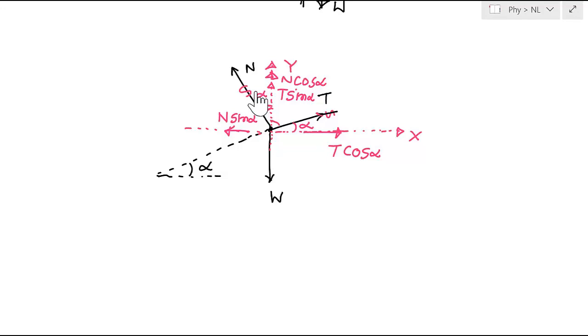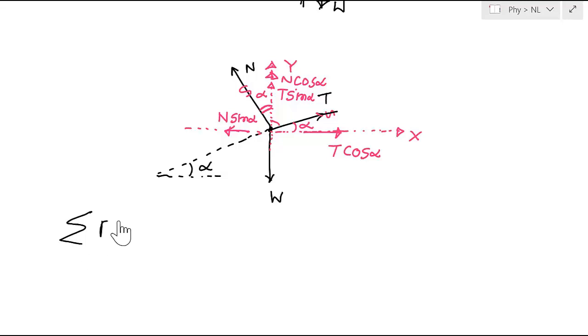Now let us write the equation of motion. But before that, we have taken the component of normal reaction, and also the component of tension along the x-axis and along the y-axis. This increases the calculation because in the previous case you had to take the component of only one force, that is W. In this case you have to take the components of two forces, normal reaction and tension. But still we can solve this problem.